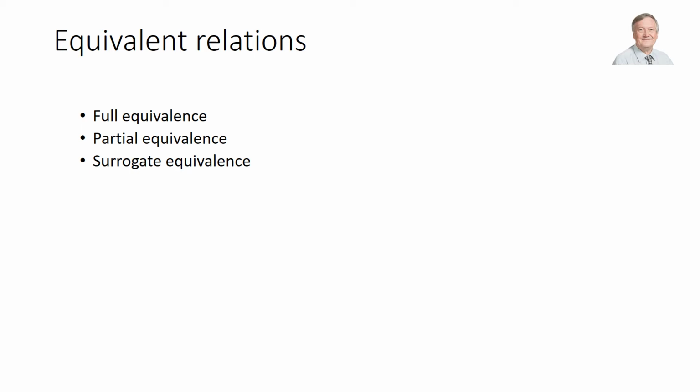Surrogate equivalence. If it is not possible for lexicographers to find translation equivalence, i.e. a situation of zero equivalence, they have to revert to surrogate equivalence, e.g. paraphrases of meaning, to make up for the lack of full or partial equivalence.